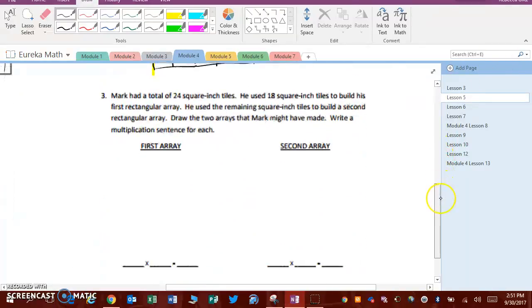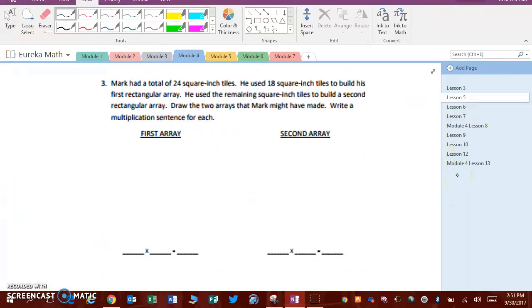Let's go to the last problem, number 3. Mark had a total of 24 square inch tiles. He used 18 square inch tiles to build the first rectangular array. He used the remaining square inch tiles to build a second rectangular array. Draw the 2 arrays that Mark might have made. Write a multiplication sentence for each. Okay, we got a lot to do here.